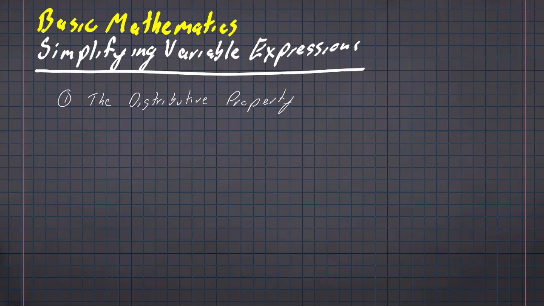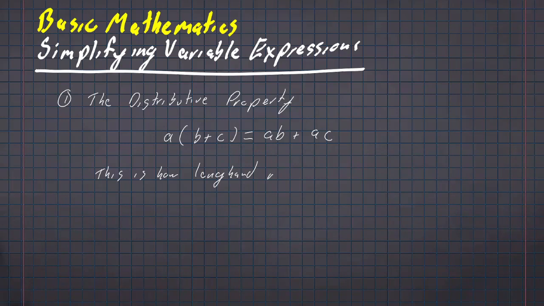The first rule is called the distributive property. The distributive property says that for any three numbers, a, b, and c, if you want to multiply a times the sum of b plus c, you get a times b plus a times c. This is not a property that we have named so far in this course, but it is very important because it's how longhand multiplication works.